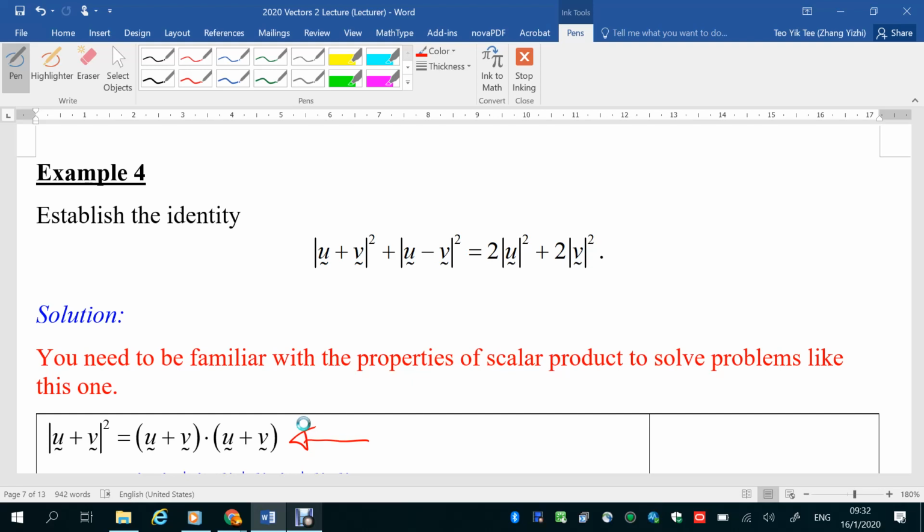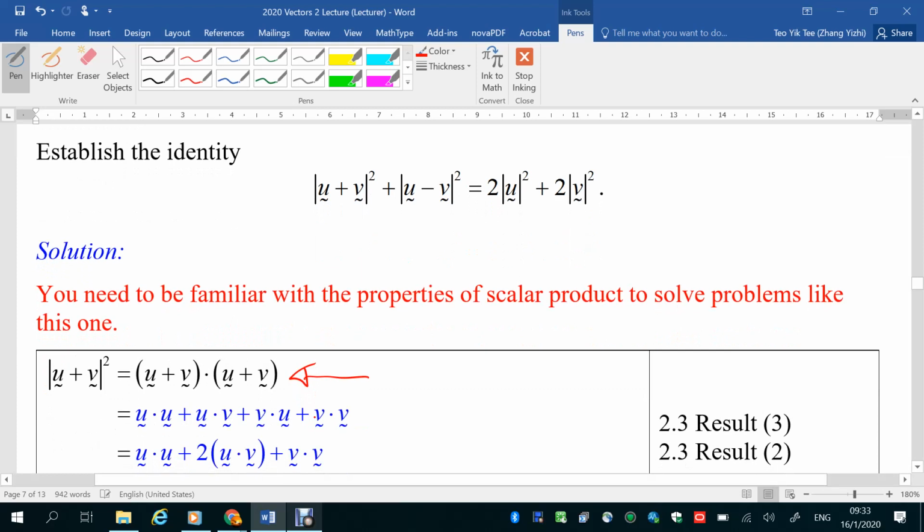Page 14. You have u dot u under your 2.4 remarks. u dot u is equal to mod u squared, magnitude u squared. Can you see the box which I asked you to highlight previously? That is the property that we are activating here. Magnitude of u plus v squared is equal to u plus v dot u plus v. Can you find that property? Okay, that's it. You need to be familiar, or else you cannot do it at all.